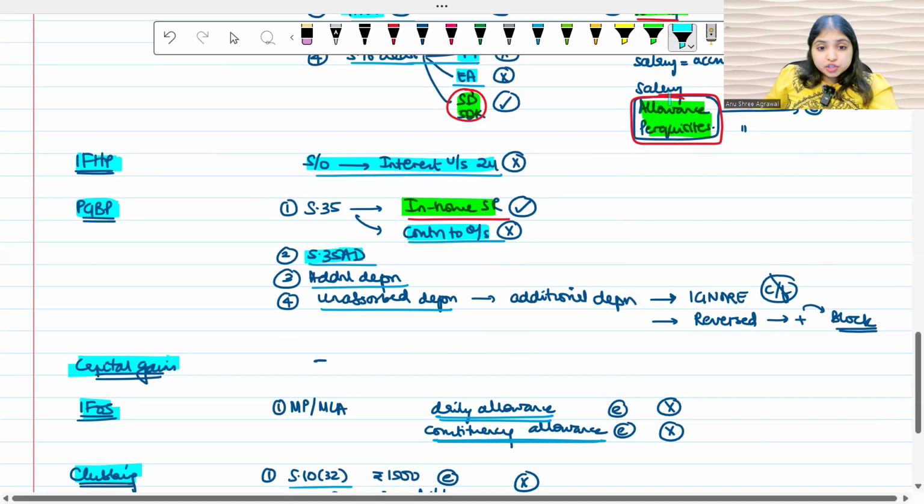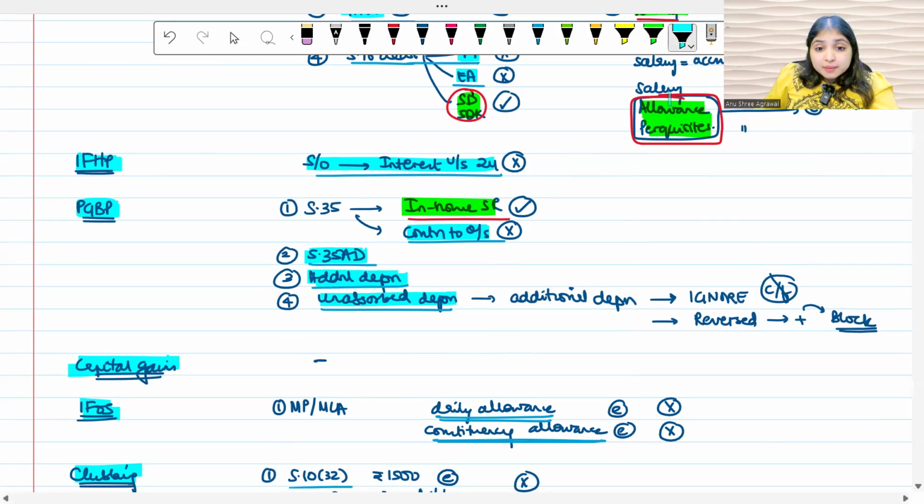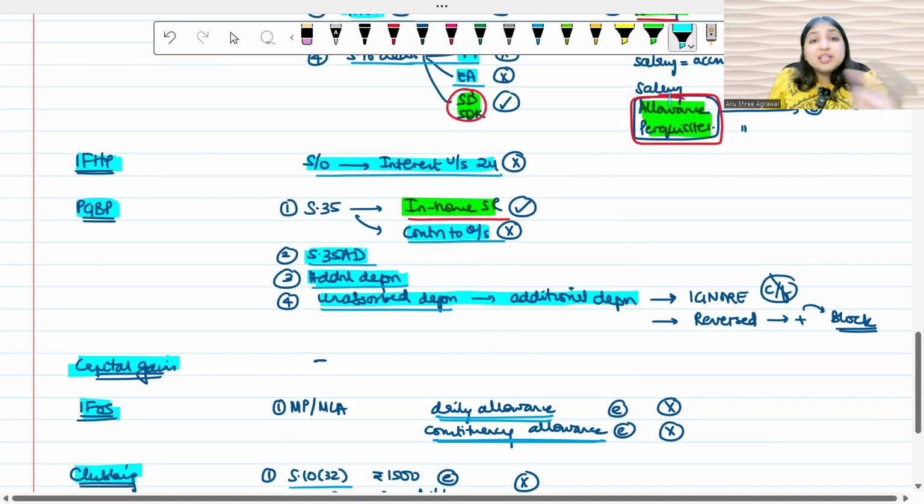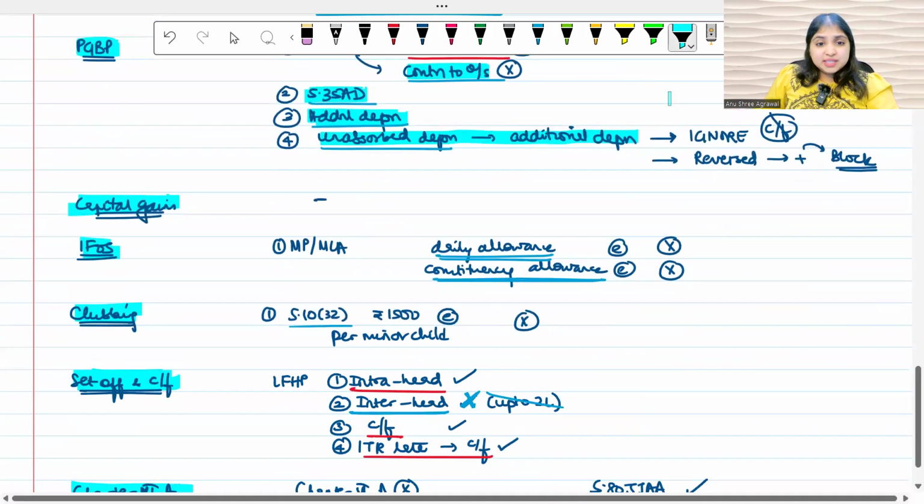Also 35AD deduction you cannot enjoy, no additional depreciation. And in unabsorbed depreciation, if there's normal depreciation, you can carry forward. But if you have additional depreciation in unabsorbed depreciation, you can't carry it forward, you can't adjust it, you have to ignore it, and you have to reverse it by adding it back to the block. Capital gains, we said there's no change. IFOS, daily allowance and constituency allowance of your MPs and MLAs, you will not enjoy the exemption.